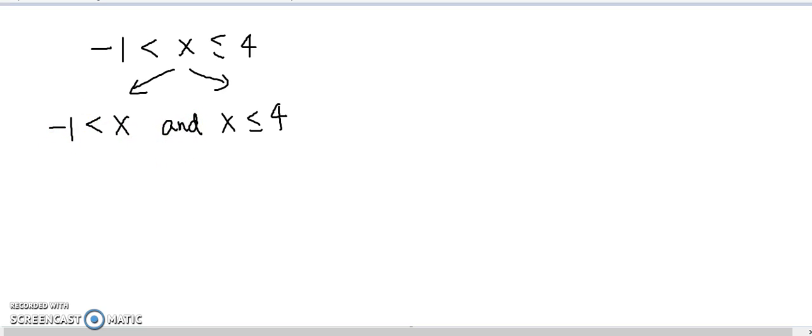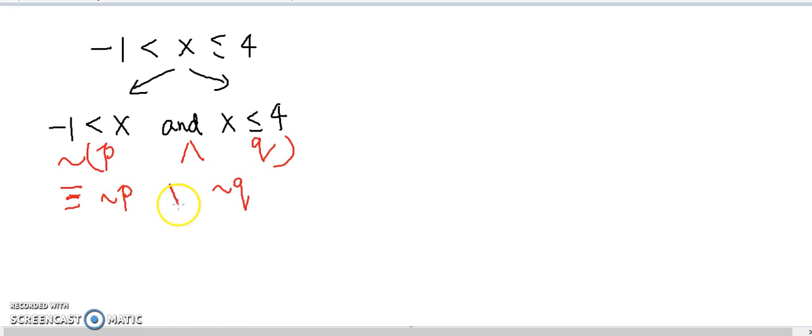If we call the first inequality P and the second one Q, then to do the negation, we negate the first inequality, negate the second inequality, and put "or" between them. The first inequality is -1 < x, so its negation, the opposite, is -1 ≥ x. And the next symbol will be "or", corresponding to that symbol.